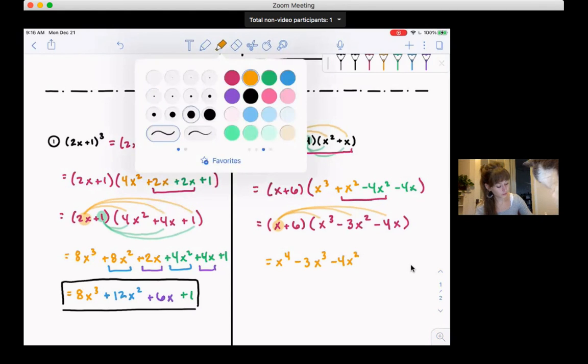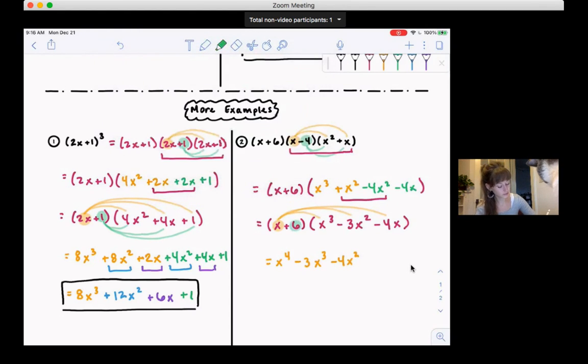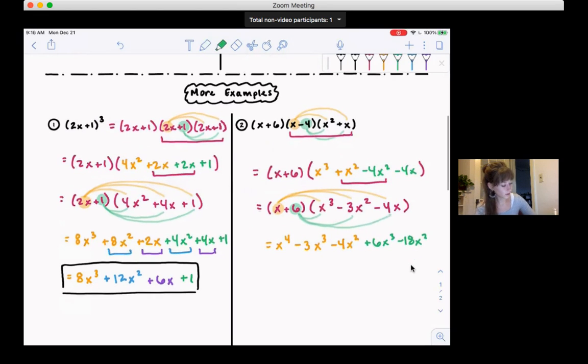Okay, now let's distribute the plus 6. 6 times x to the third, that's just 6x to the third. 6 times minus 3x squared gives us minus 18x squared. And 6 times minus 4x is minus 24x. All right, so that's all the distributions. Last step is to just combine our like terms.